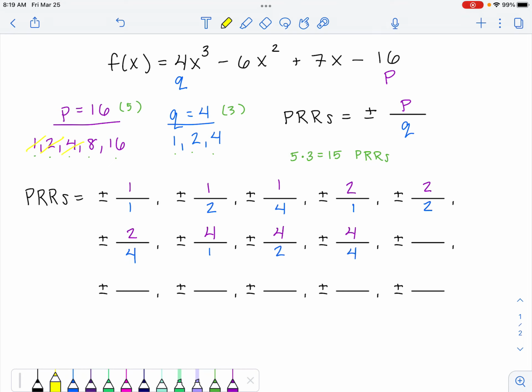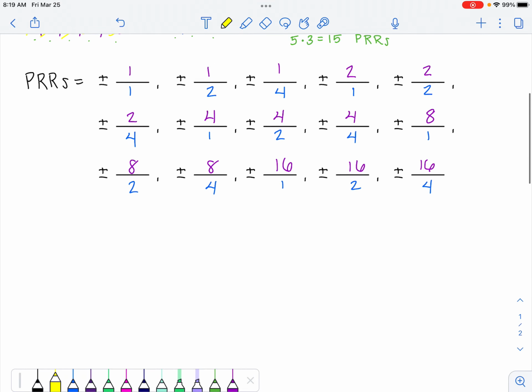Done with the 4. So now I'm going to divide my 8s. So I've got 8, 8, 8, and I'm going to divide that by my q values, 1, 2, and 4. And then the last number I have to do is the 16. So I have 16, 16, 16. See how I filled out all of my fractions? And then 1, 2, and 4. So now all I have left to do is simplify.